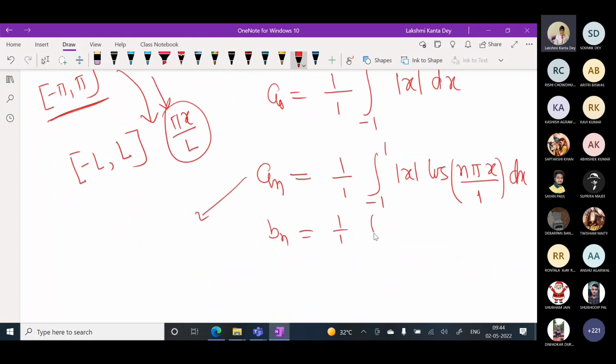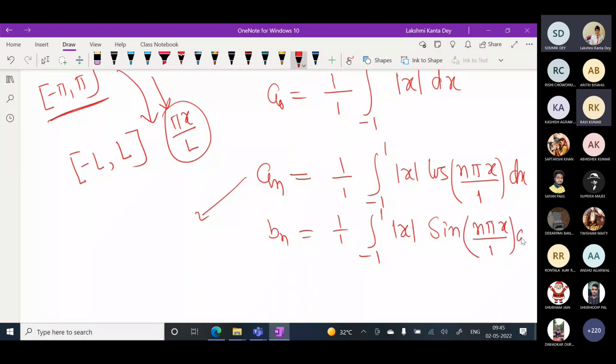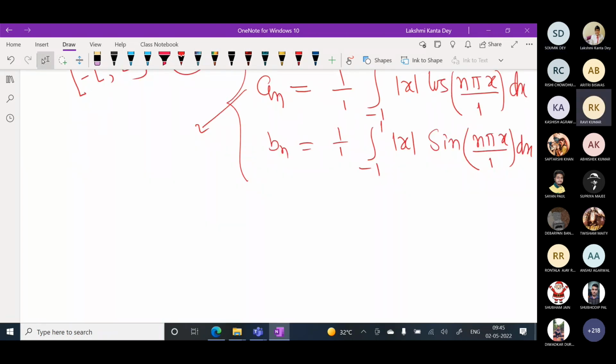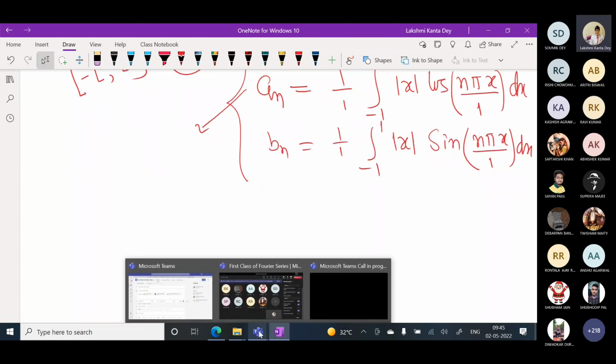So Bn is the integral from minus 1 to 1 of mod x, which is your f(x), times sin(n pi x by 1) dx. All of you can find these things, and you can find the Fourier series. Now come to some other points.